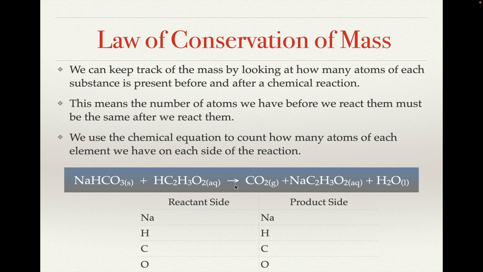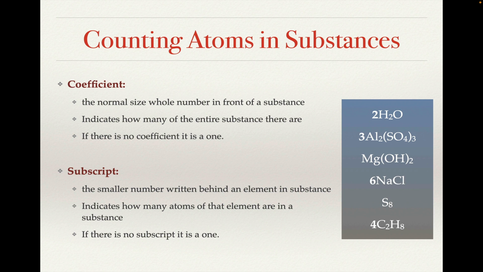Then we have our equal sign or our arrow, and these are the things that occur after. So we have our befores over here, our afters over here. We call the before the reactant side and the after the product side. So when we count atoms in a substance, there are key things we have to look at. First of all, there are things called coefficients.